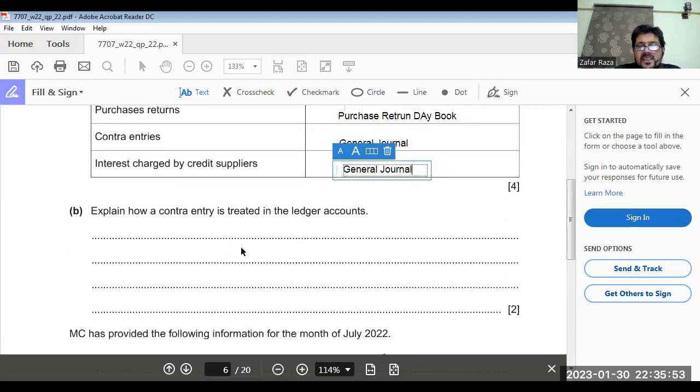How contra entries are treated in ledger? It is debited in purchase ledger control account. It is credited in sale ledger control account, and it is recorded when we have same person a customer and the same person is supplier.